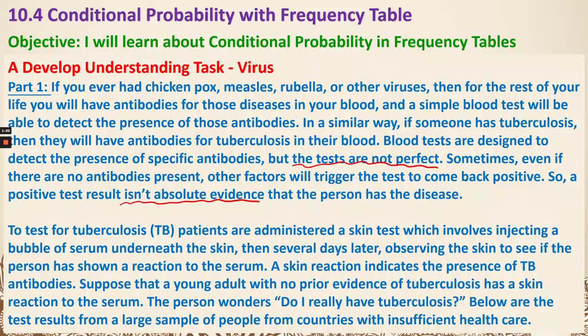To test for TB, patients are administered a skin test, which involves injecting a bubble of serum underneath the skin. Then several days later, observing the skin to see if the person has shown a reaction to the serum. A skin reaction indicates the presence of TB antibodies. Suppose that a young adult with no prior evidence of TB has a skin reaction to the serum. The person wonders, do I really have it? Below are the test results from a large sample of people from countries with insufficient health care. So let's have a look.